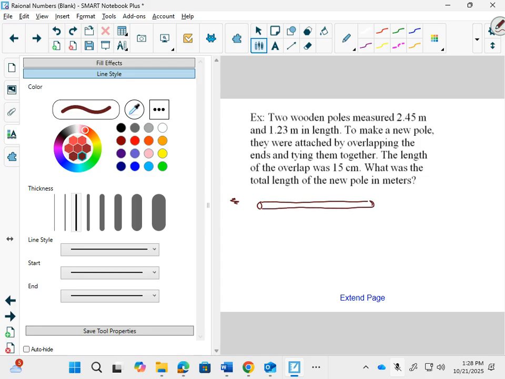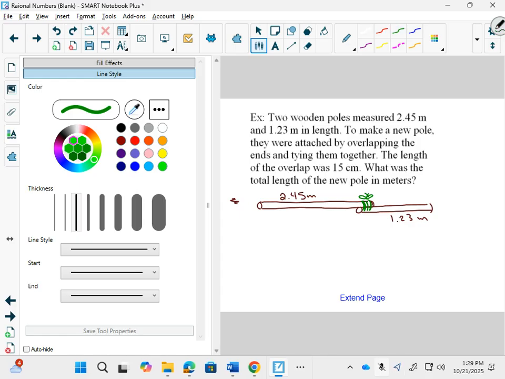This is my longer one. It's 2.45 meters. Then they're going to attach them, but they have to be overlapped. So I'm going to take my other wooden pole here. It's not quite as long. It's 1.23 meters long. And then I got some green string here, and I tied them up really tight with a nice little bow. There we go, so I can take it apart easily afterwards.